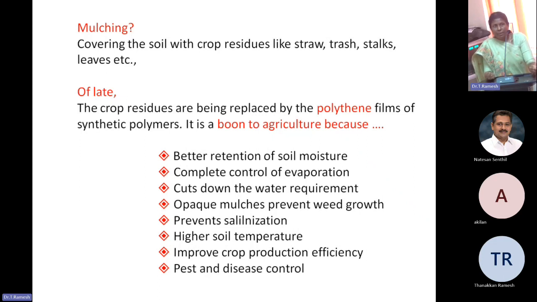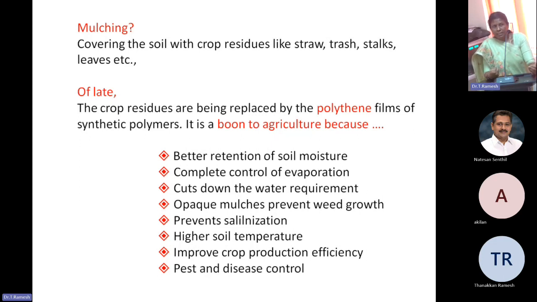Then there is higher soil temperature, which enhances mineralization. So nutrient mobilization is faster under polyethylene mulching, which improves crop production efficiency. And there is pest and disease control also.